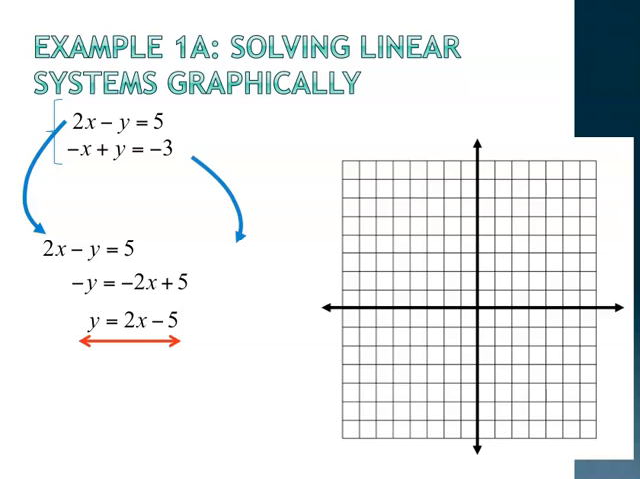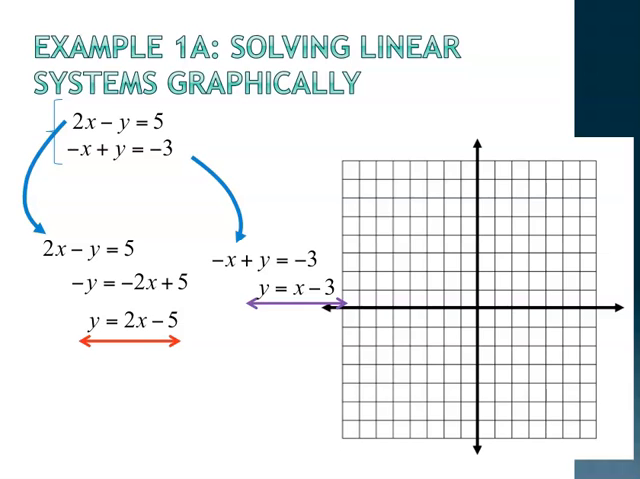All right, negative x plus y equals negative 3. I'll do the same thing, solve for y. So I'm going to add x to the other side. So we have y equals x minus 3. And I'm going to use this purple line to differentiate it from the other graph.